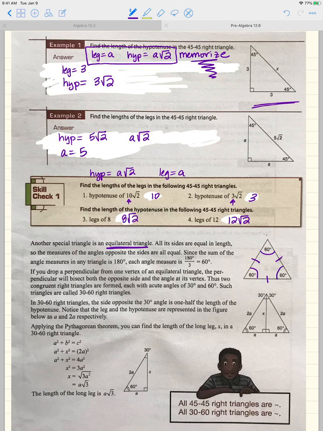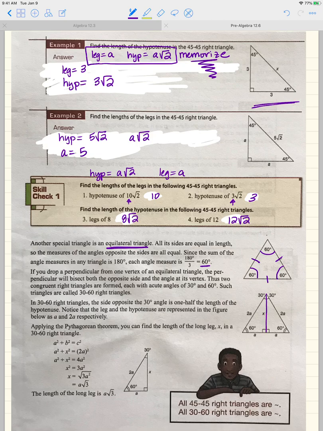Okay, since the sum of the angle measures in any triangle is 180 degrees, if all 3 of the angles are the exact same, then they are equal to 60 degrees because 180 divided by 3 is 60. If you drop a perpendicular from the vertex of an equilateral triangle, like so, that means we're taking a straight line right down from the vertex to the opposite side, okay?